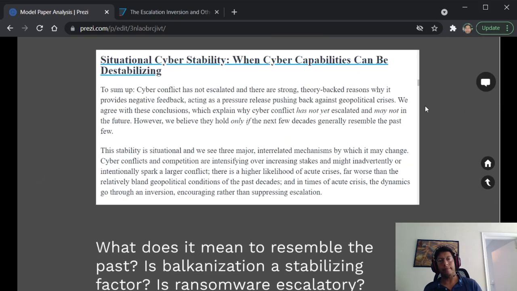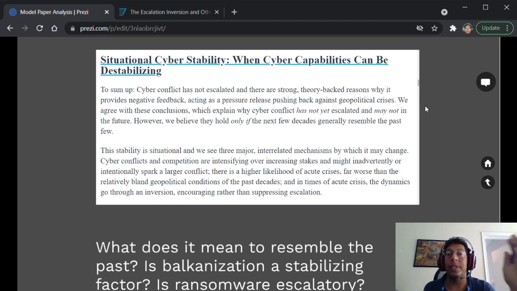All right, so what does it mean to resemble the past? This is something that comes up here. They say these only hold true if the next few decades generally resemble the past. What on earth does that mean? They go into a little bit of this.